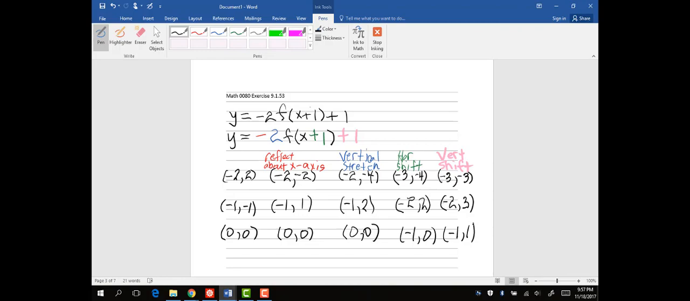Reflection about the x-axis, that's this negative minus sign. Vertical stretch is the blue 2. Horizontal shift is the fact that I'm adding 1 to the input of the function. And the vertical shift of 1 unit up comes from the fact that I'm adding 1 to the entire expression. All right, so (-1, 1) is what we wind up with.